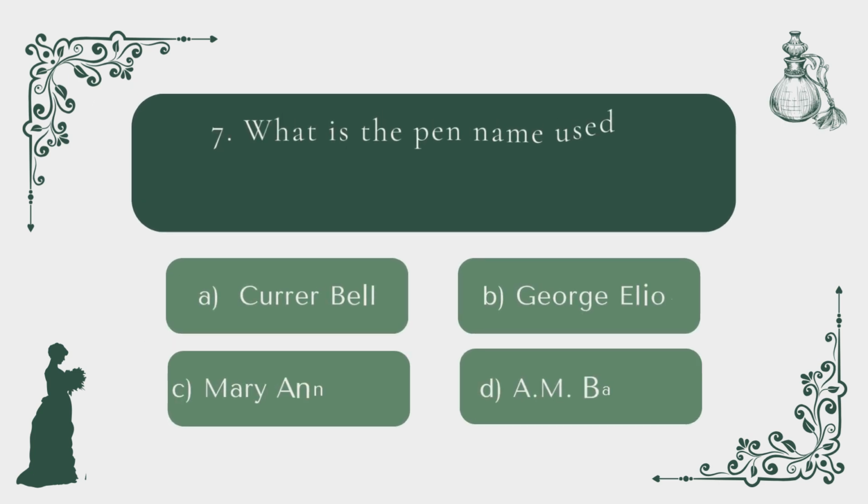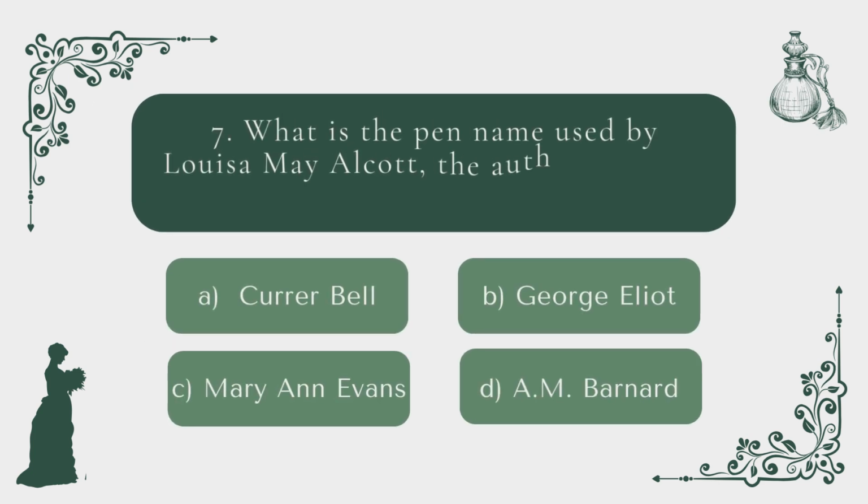What is the pen name used by Louisa May Alcott, the author of Little Women? A. Currer Bell. B. George Eliot. C. Mary Ann Evans. D. A. M. Barnard.